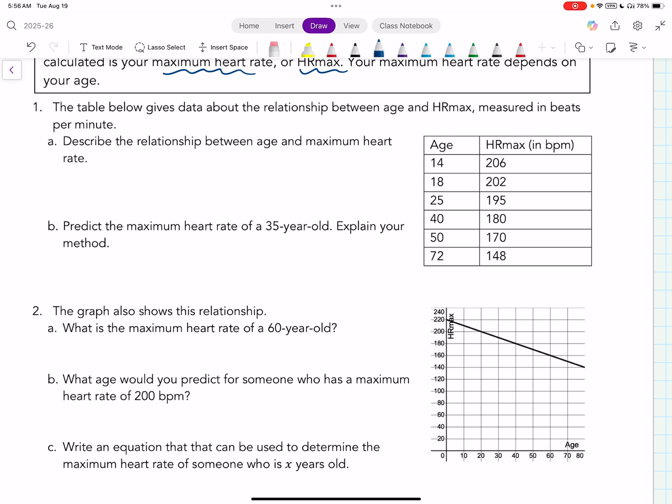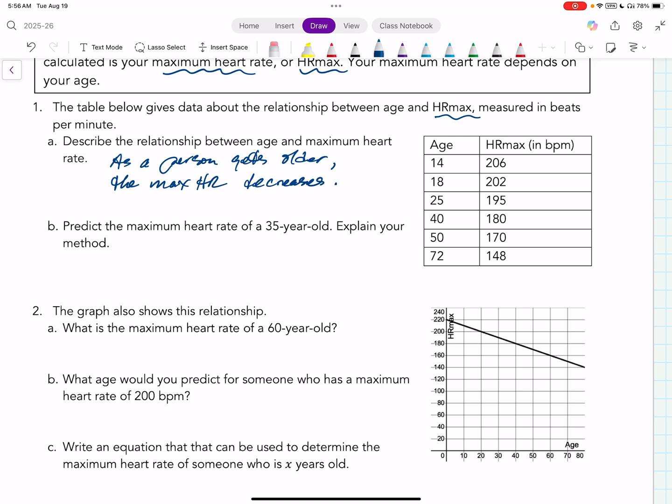We can figure that out. So let's write down what we see in the table here. As a person gets older, the maximum heart rate decreases. The maximum heart rate, HR max, decreases over time or as you get older. That's straight from the table right here. By how much? I don't know. We're going to figure it out by looking in the table here.